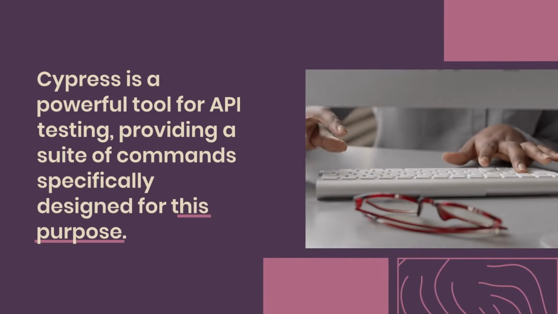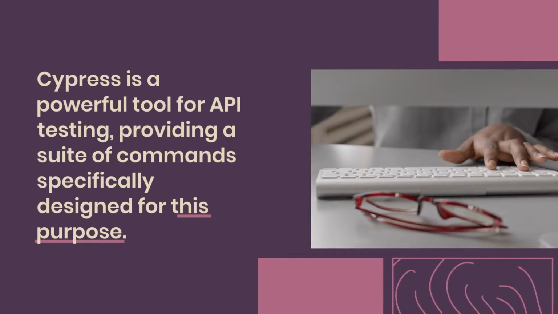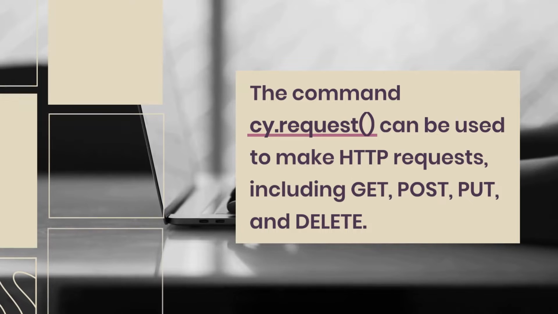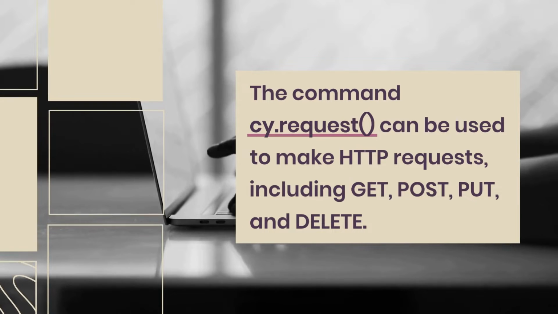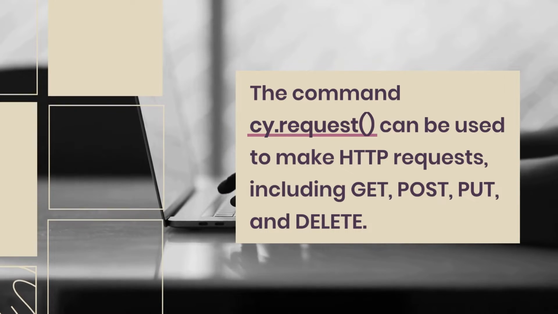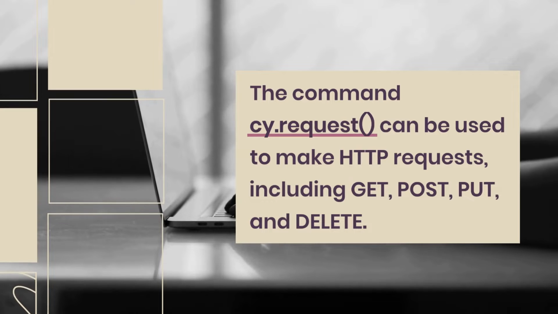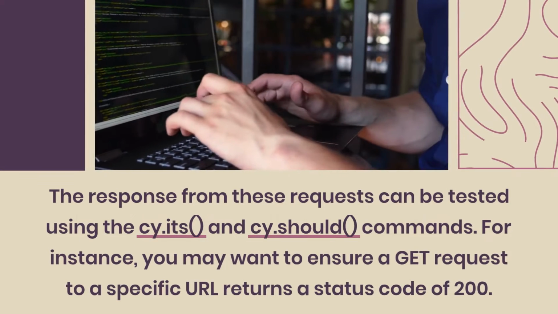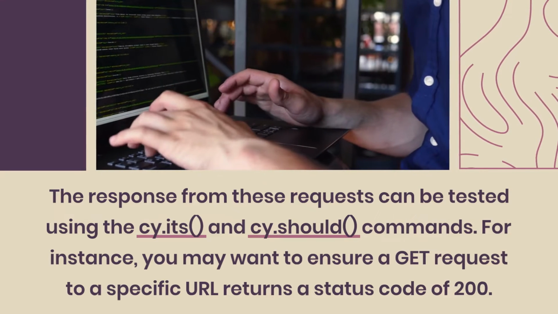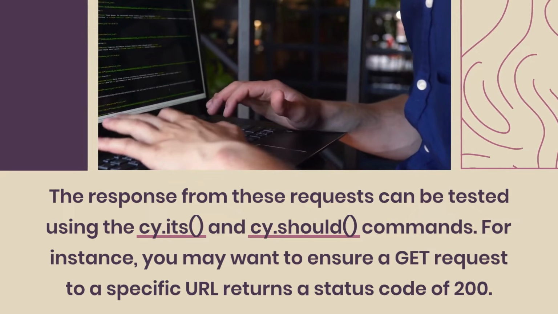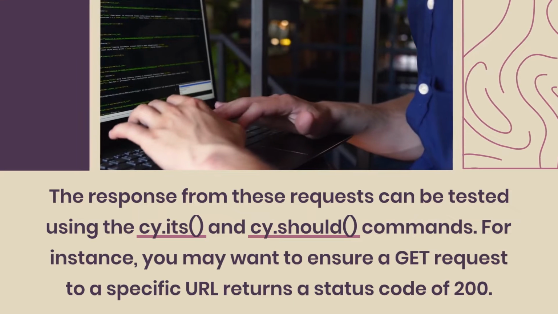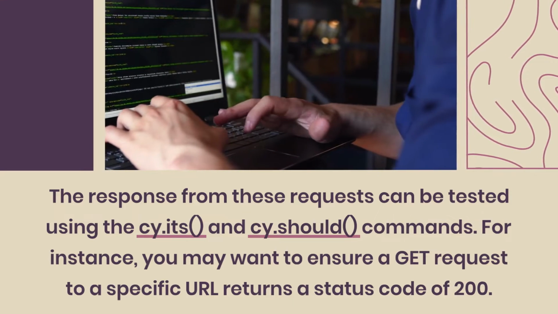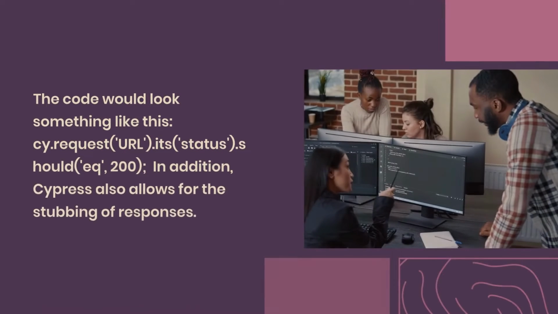Cypress is a powerful tool for API testing, providing a suite of commands specifically designed for this purpose. The command request can be used to make HTTP requests, including GET, POST, PUT, and delete. The response from these requests can be tested using the its and should commands. For instance, you may want to ensure a GET request to a specific URL returns a status code of 200. The code would look something like this.